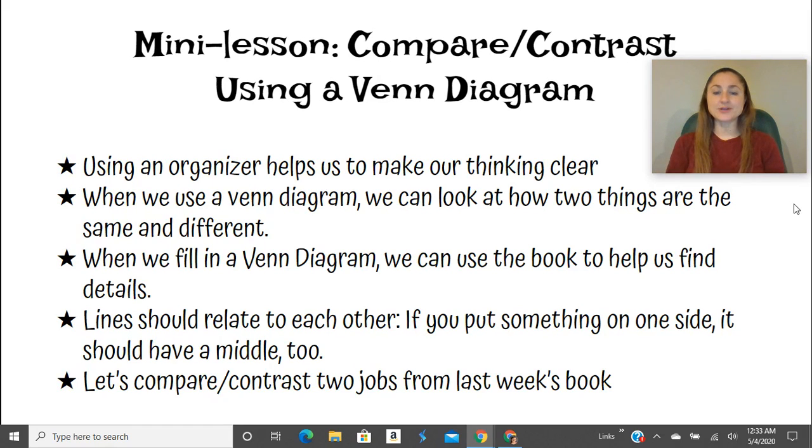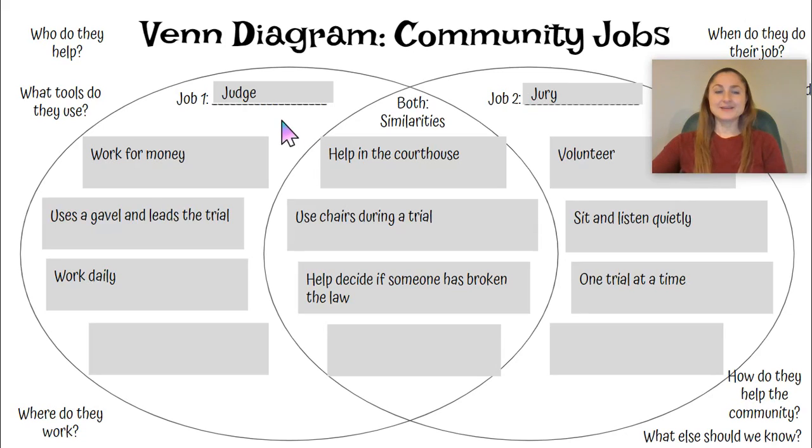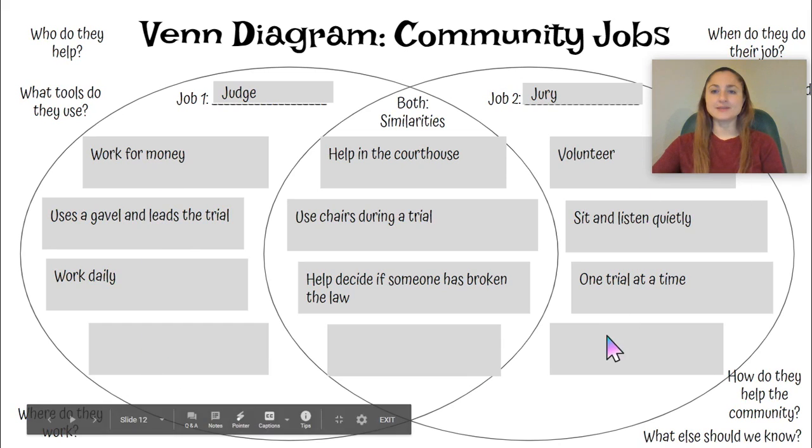Let's compare and contrast two jobs from last week's book. At the top, for job 1, I filled in judge, and on job 2, I put jury. You can decide which jobs you would like to compare and contrast. Make sure you think about two jobs that are a little bit alike so that you can find some similarities. We're going to need at least 3 things that are the same, that goes in the middle, and things that are different that go on the side.